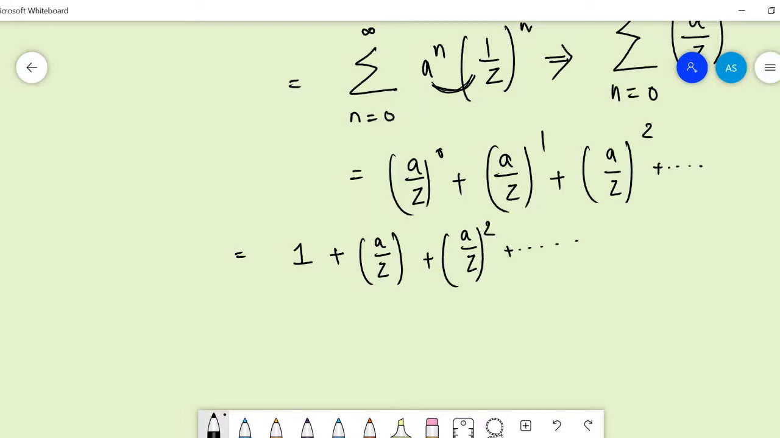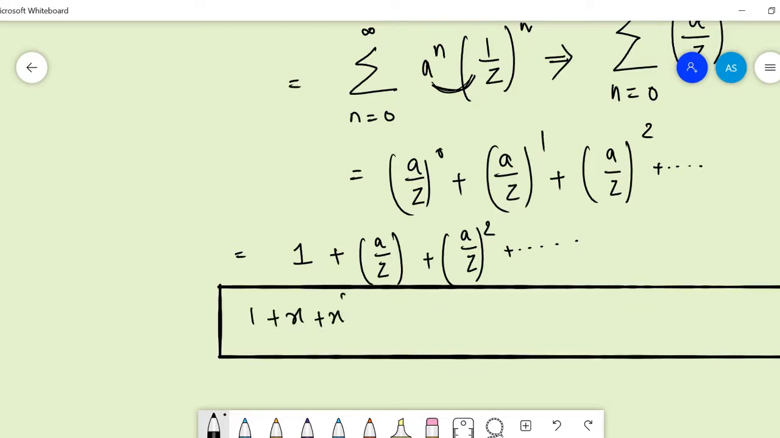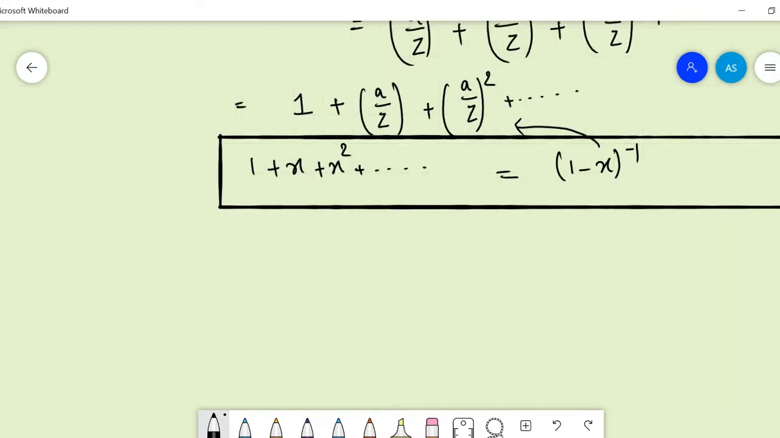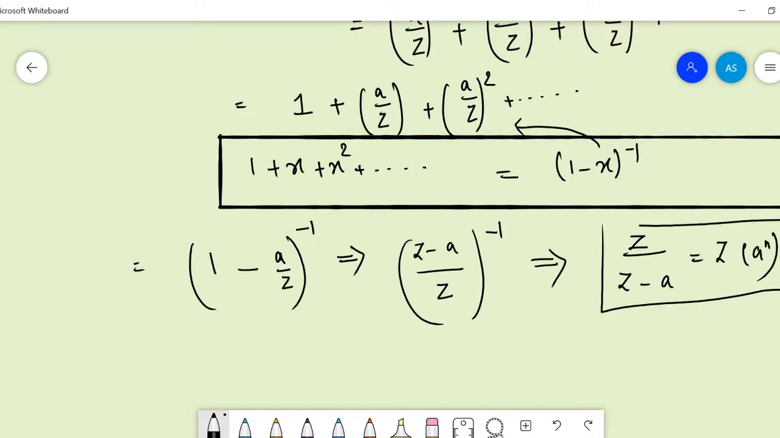So again, this is of the form 1 plus x plus x square plus etc. The generalization is 1 minus x whole power minus 1. So here the value of x is a divided by z. Now I can write 1 minus a divided by z whole power minus 1. So by taking LCM, z minus a divided by z whole power minus 1. By taking reciprocal, z by z minus a, which is the Z transform value of a power n.